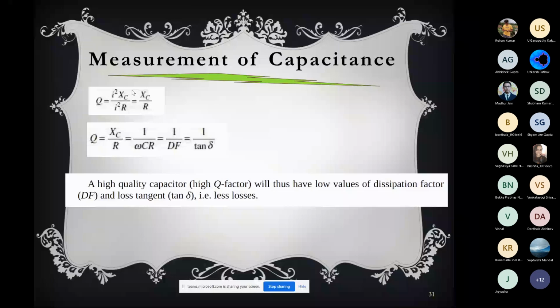So if the quality factor Q is high, a high Q factor will have a low value of dissipation factor. If the dissipation factor is low, tan delta will be low and Q will be high. So less loss will happen. The quality factor will increase if the loss is less.